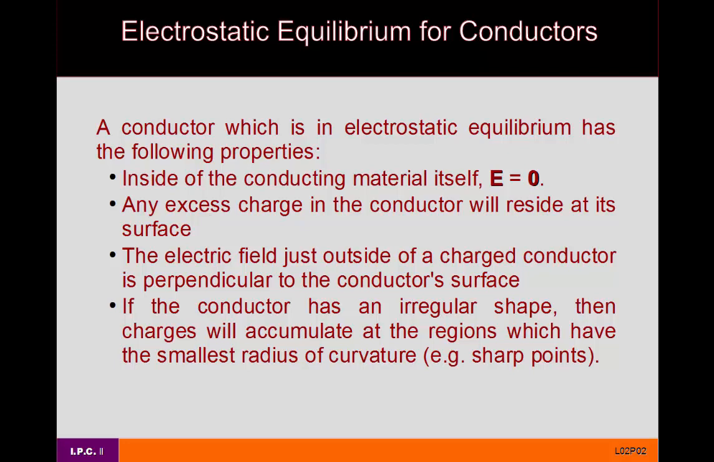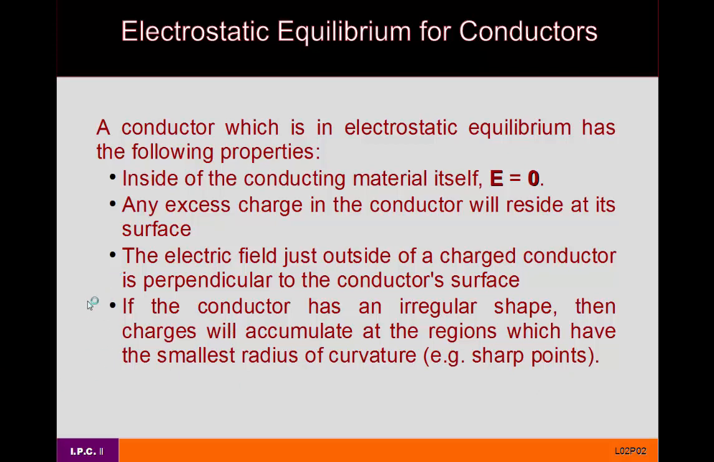So the implication of this is that any excess charges are going to reside at the surface or surfaces of the conductor. I say surfaces because, for example, you can have a conductor that's a solid metal ball that you've hollowed out a portion of the middle, and you might have charges residing on the outside surface, and you might have charges residing on the inside surface of this metal conductor. And finally, if there is an irregular shape to the conductor, then the charges are going to tend to accumulate in regions which have the smallest radius of curvature. That would be sharp points.